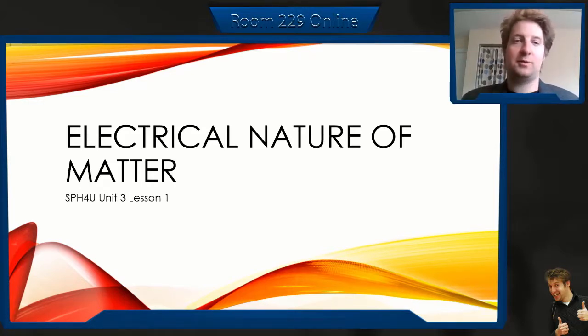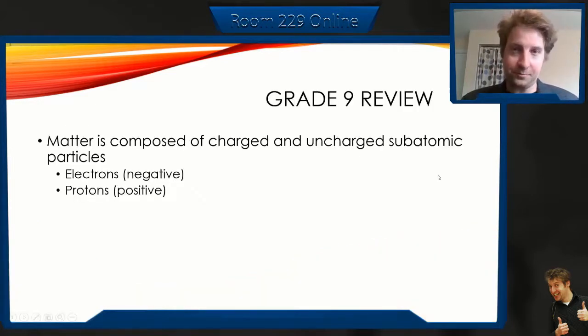Okay, so the first thing we want to do is go back, way back. We're going to go back in the Wayback Machine all the way to grade 9 and see if we remember some of these ideas. First is the idea that all the matter around us is basically composed of either charged or uncharged subatomic particles. The charged subatomic particles are electrons and protons. It's a little more complicated than that when we go into the standard model of modern physics, but for all intents and purposes, electrons are negative subatomic particles, and protons are the positive ones.